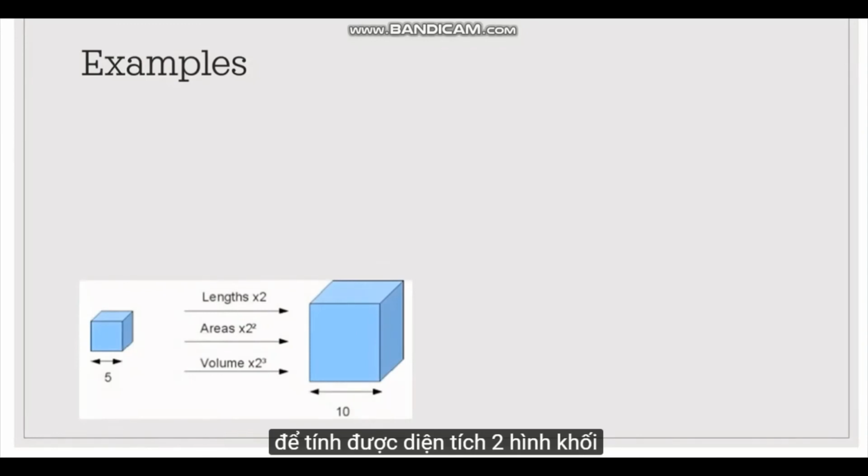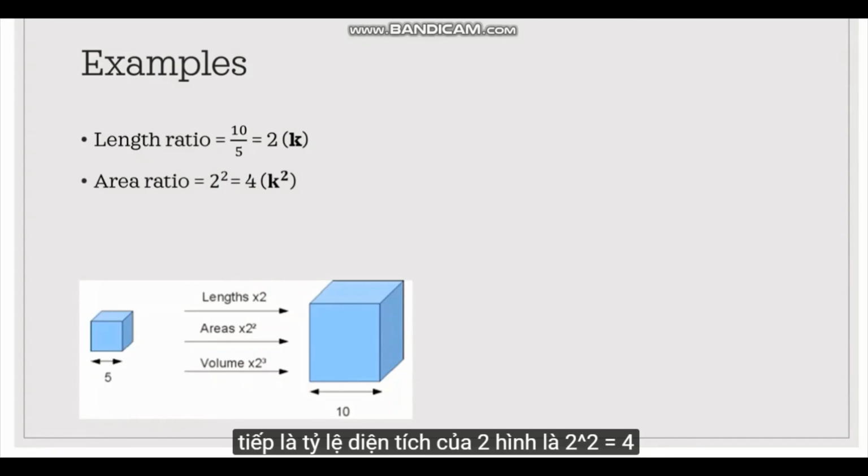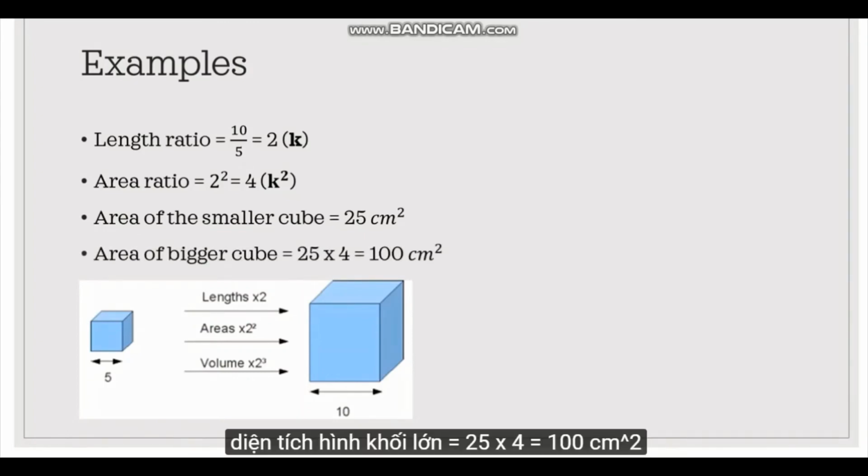To calculate the area of these two cubes, first of all, we need to calculate the length ratio, which would be 10 over 5 equals 2, and then the area ratio would be 2 to the power 2 equal to 4, and the area of the smaller cube would be 5 times 5 equal to 25 centimeters square. And finally, the area of the bigger cube will be 25 times 4, which is the area ratio, equal to 100 centimeters square.